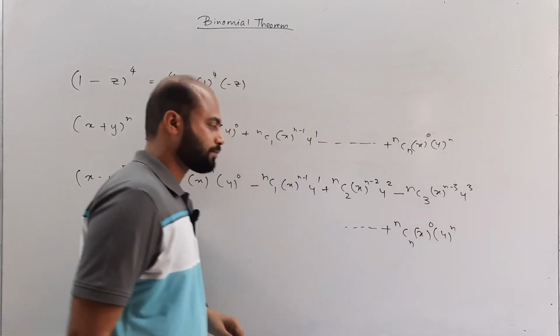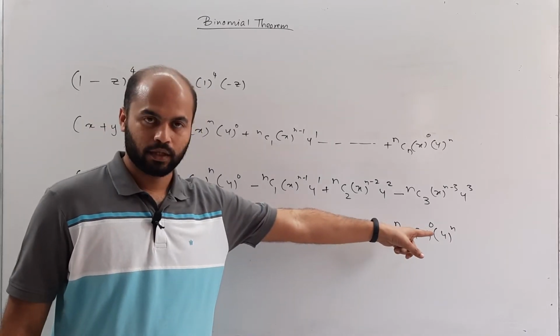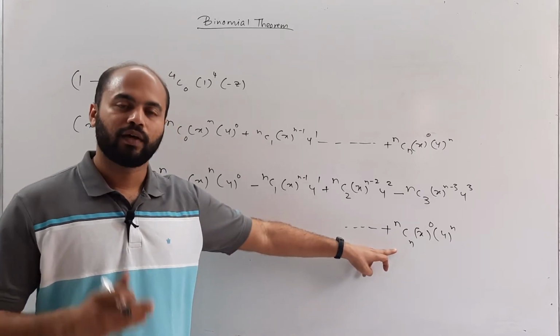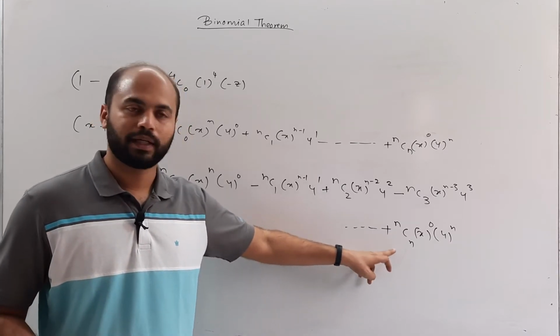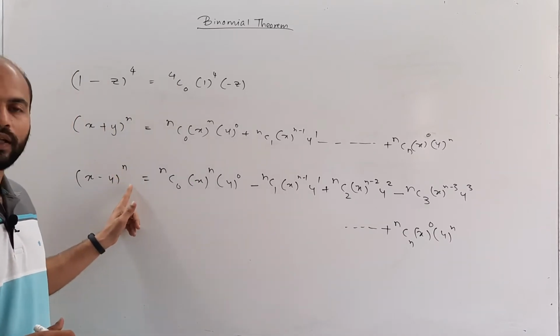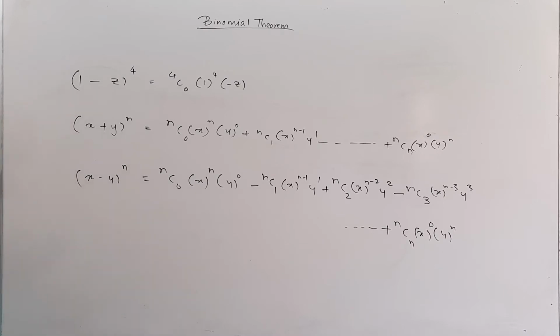Now of course, the last term is going to be dependent on what n is. So if n is going to be odd, then this is going to be minus. If n is going to be even, then this is going to be plus. So it depends on the sign, it depends on what the n is, even or odd. So let us take up this expression now and work on this expression.